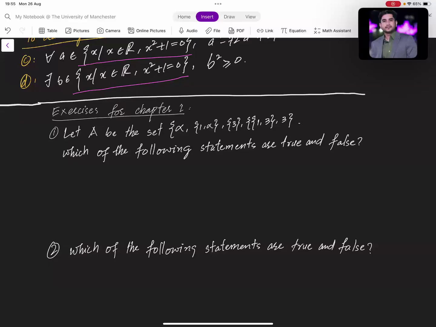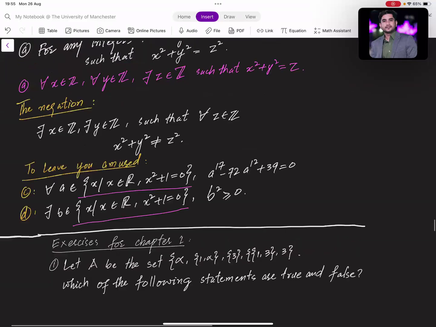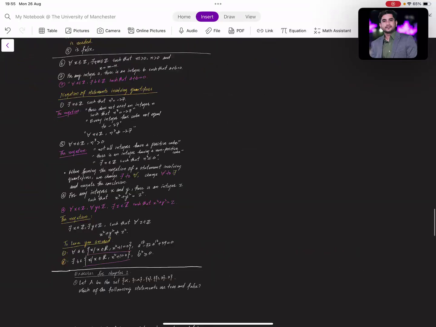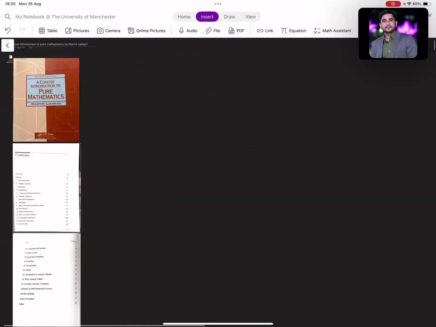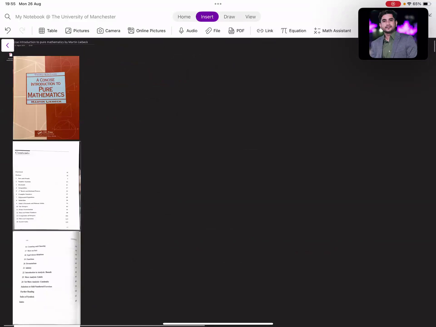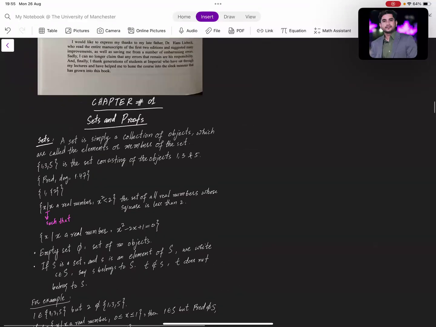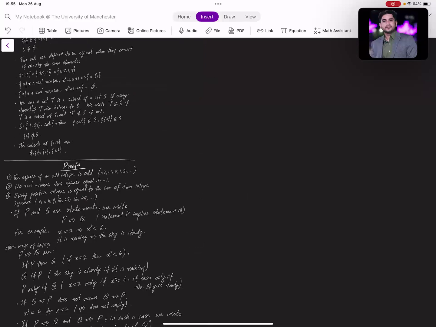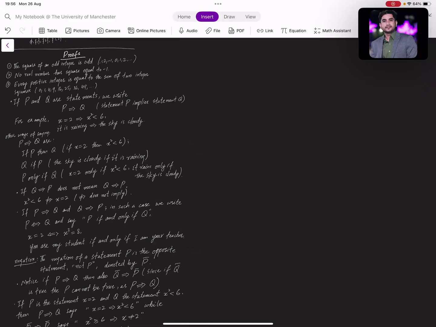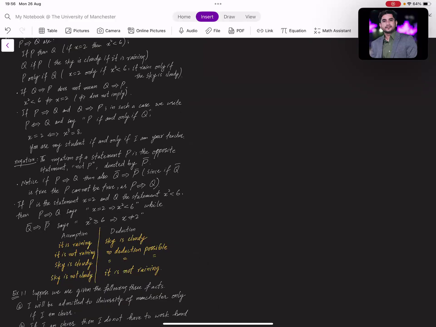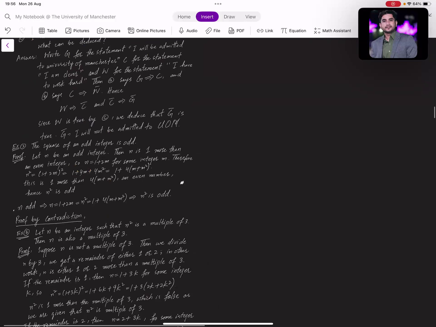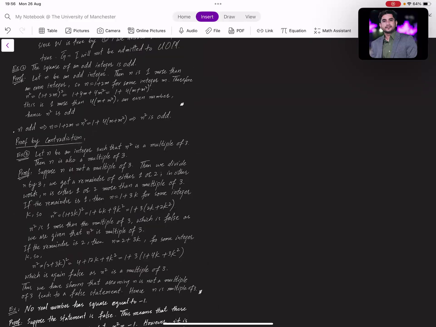Today we are talking about the exercises for chapter 1. Now, in the previous sections, we have covered so many things. We are doing this book, A Concise Introduction to Pure Mathematics by Martin Liebeck. We have covered chapter 1, in which we talked about sets and then proofs. We talked about some basic set theory, and then the ways of proving statements. There were a few different ways, and we gave a proof by contradiction.